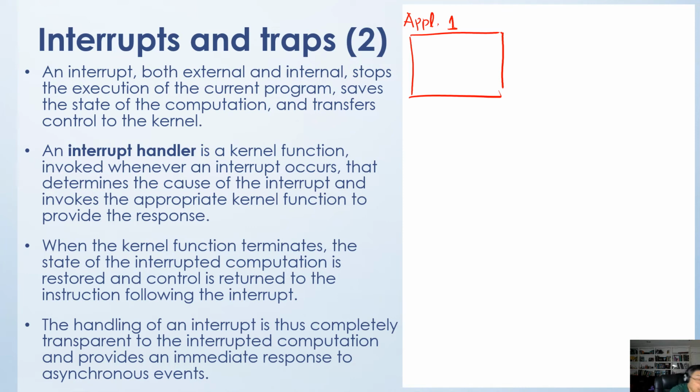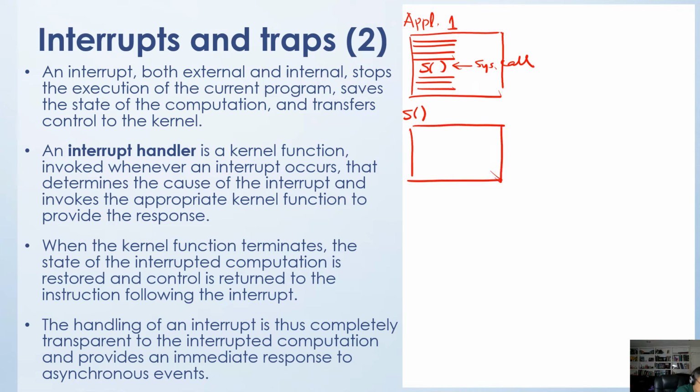Program 1 has a whole bunch of instructions, and at a certain place, you're going to make a system call. That's a system call. The system call eventually switches to the system call function, and the system call is going to trigger the supervisor call.